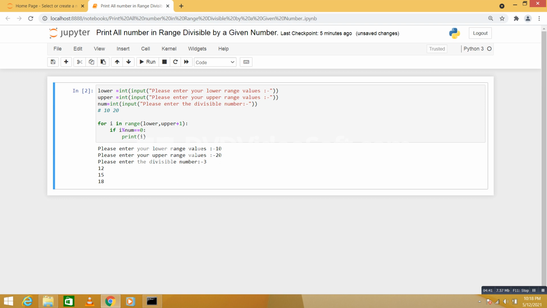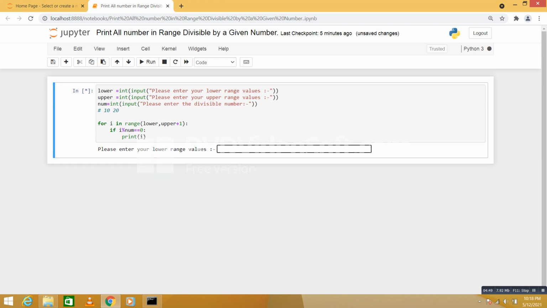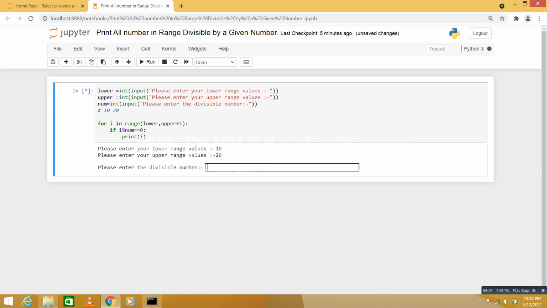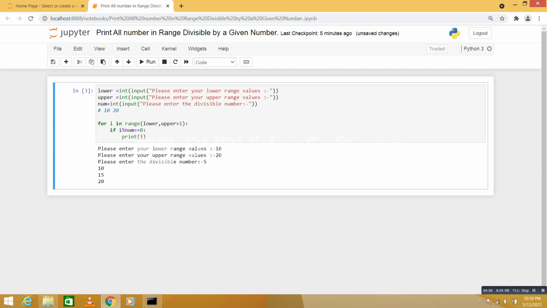So these are the three's table numbers: 12, 15, 18. Okay, that's it. Again we want to check one more number: 10 is lower, 20 is upper, and 5 is the divisible number. So 10, 15, 20, these are the numbers divisible by 5. Okay, so in this way we are going to find the numbers in a range divisible by a given number.